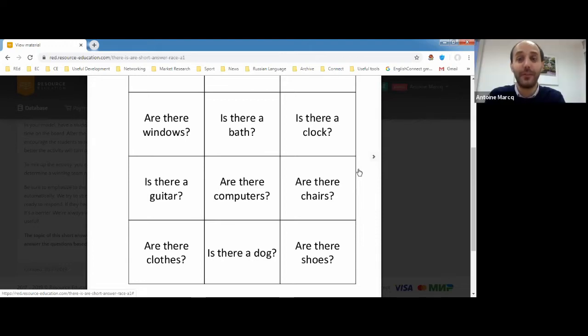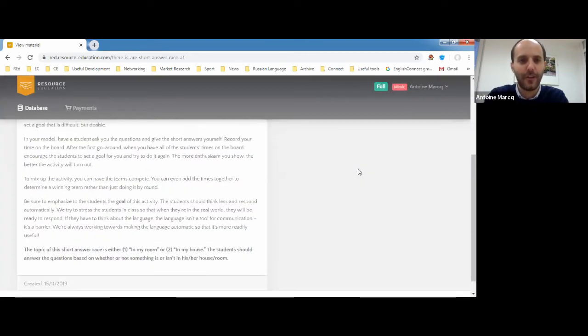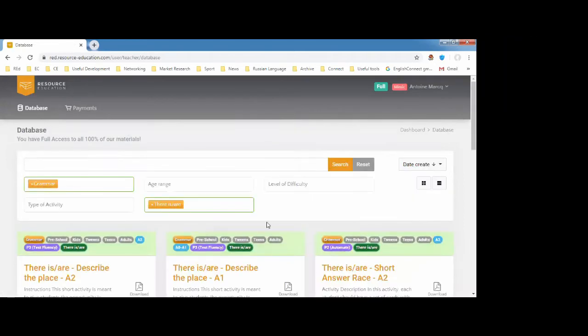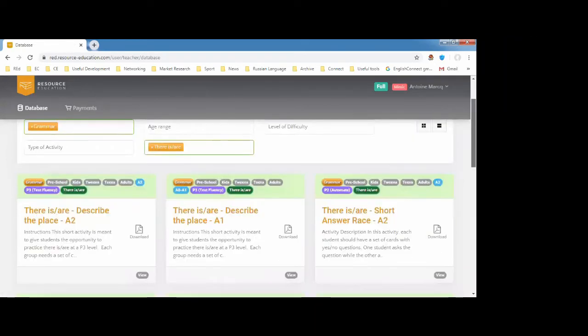And what their brain is doing is very simply making it automatic. They're transferring this from knowledge to a skill. So there you have it. That's short answer race for there is, there are. Are there any questions on short answer race?